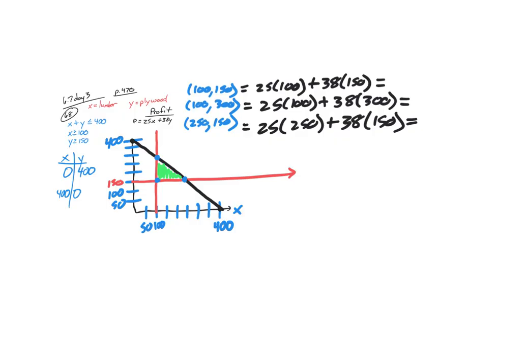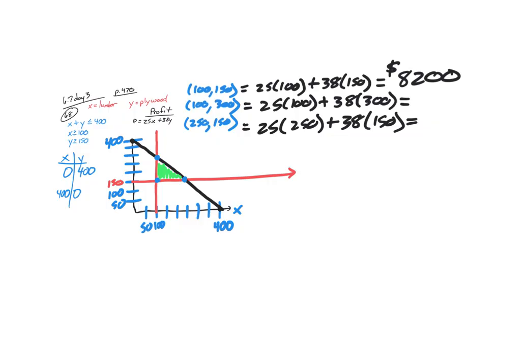Okay, 100, 150. You may get that one yet? Yeah, I got 8200. Okay. And this is profit, so this is money. So this lumber company would make $8,200 if they made that much in lumber and plywood.